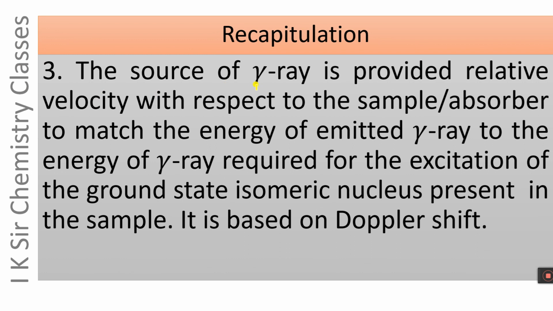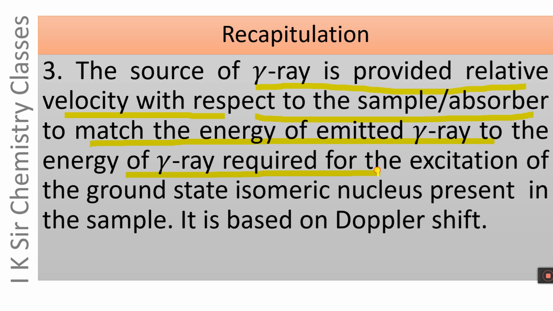The gamma ray source is provided relative velocity with respect to the sample or absorber to match the energy of the emitted gamma ray to the energy of the gamma ray required for the excitation of the ground state isomeric nucleus present in the sample. And this phenomenon is based on Doppler shift.